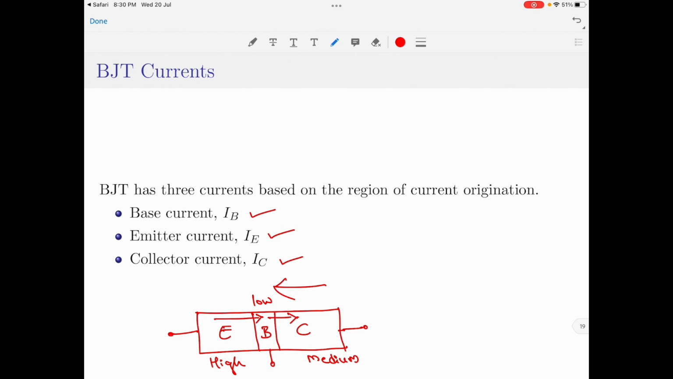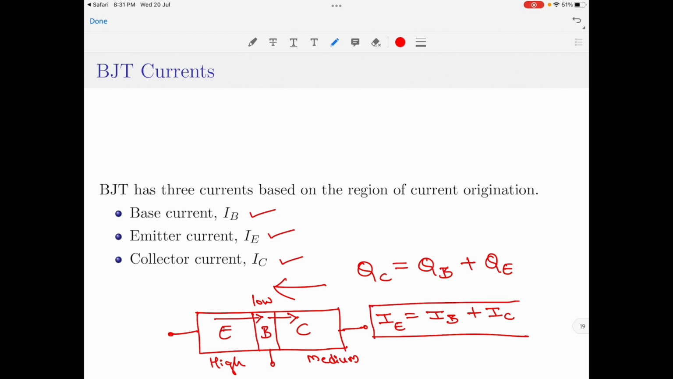So, if I write an equation for the charge carriers stored in each region, I can say charge carriers stored in the collector is simply the sum of charge carriers from the base region plus the charge carriers from the emitter region. On the other hand, if I write an equation for the current, then it is actually the sum of base current plus the collector current, which forms the emitter current. This is a very important equation in BJT.